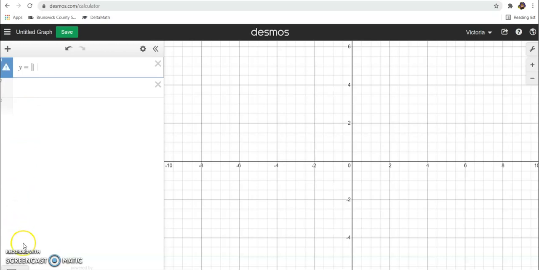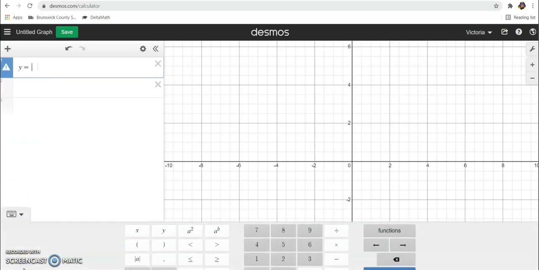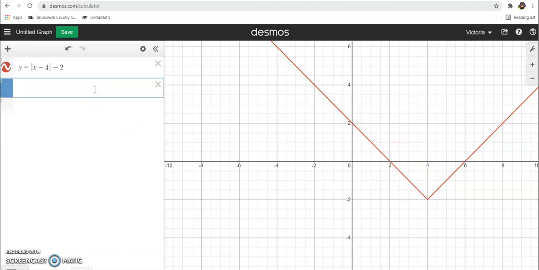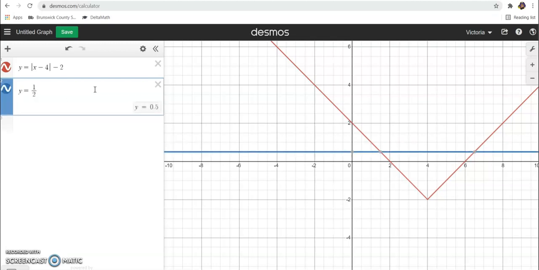You can also click, there's a button down here that pops up a keyboard and has all sorts of functions down here, including absolute value. So if you forget where it is on the keyboard, you can always come down here and it'll give you extra options. So absolute value of x minus 4, we'll close that, minus 2. So I put in an absolute value equation, I get an absolute value picture, and the equation I want it to intersect with is, oops, sorry, y equals 1/2 to the x power.